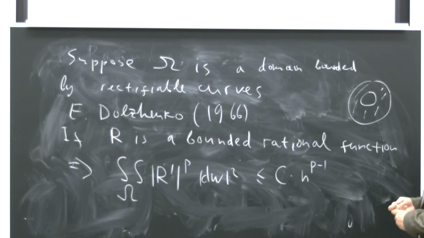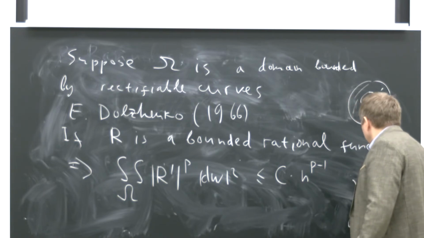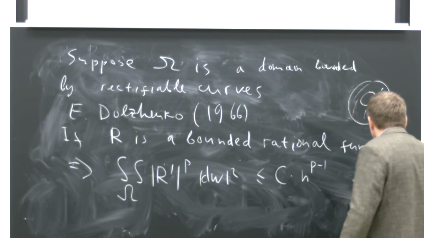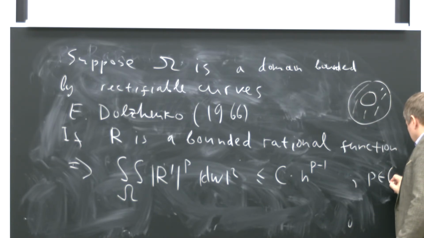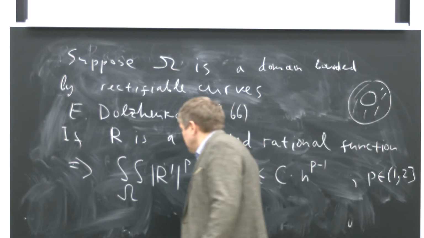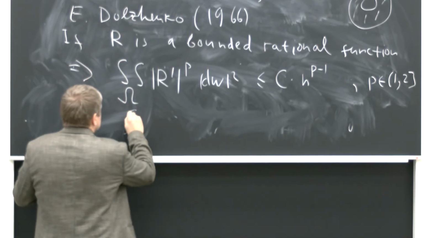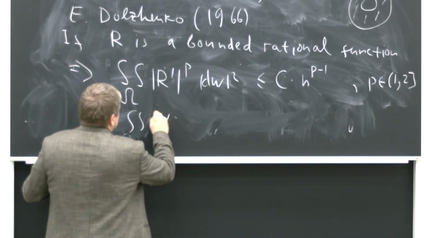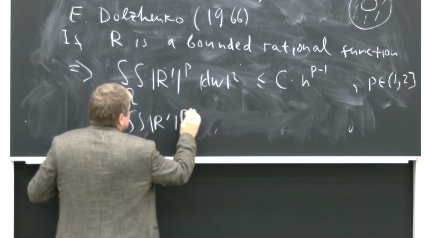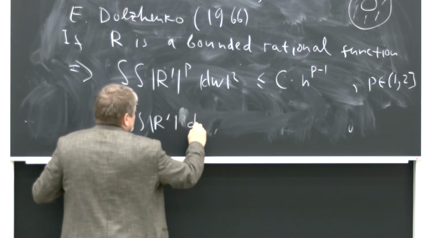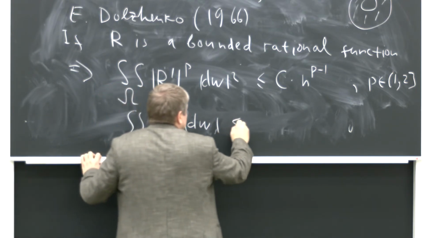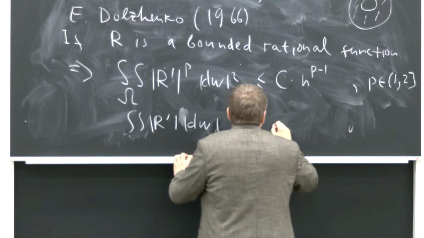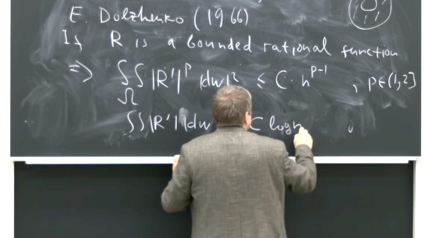And this is true for p between 1 and 2. And in the case p is equal to 1, we have this estimate, C log n.